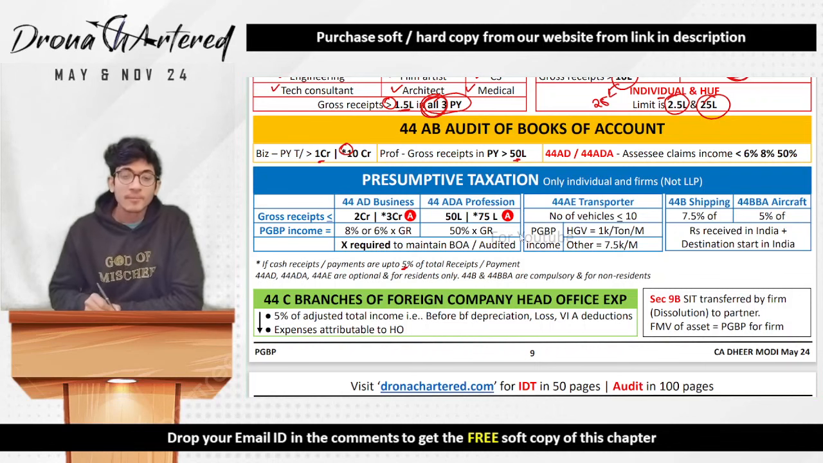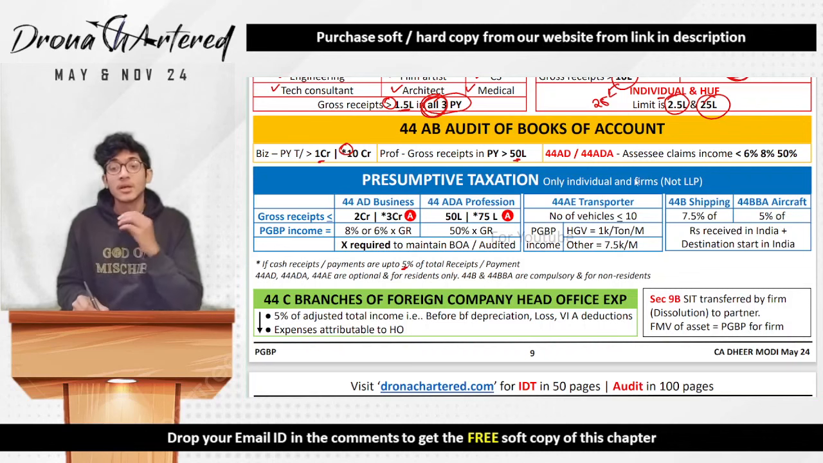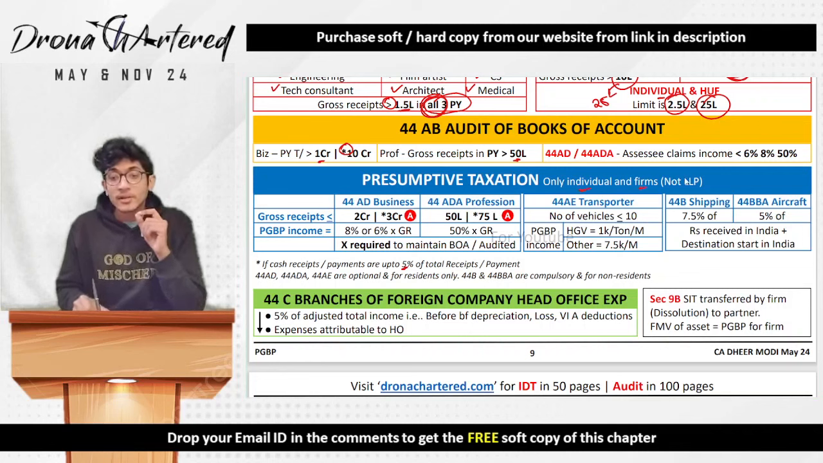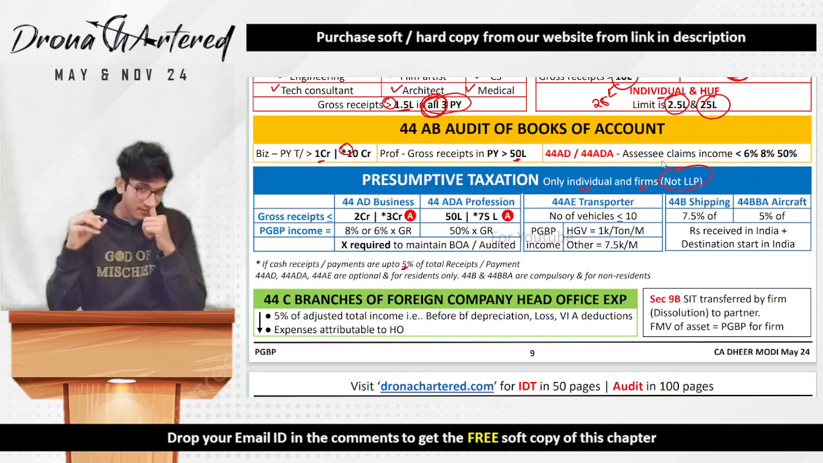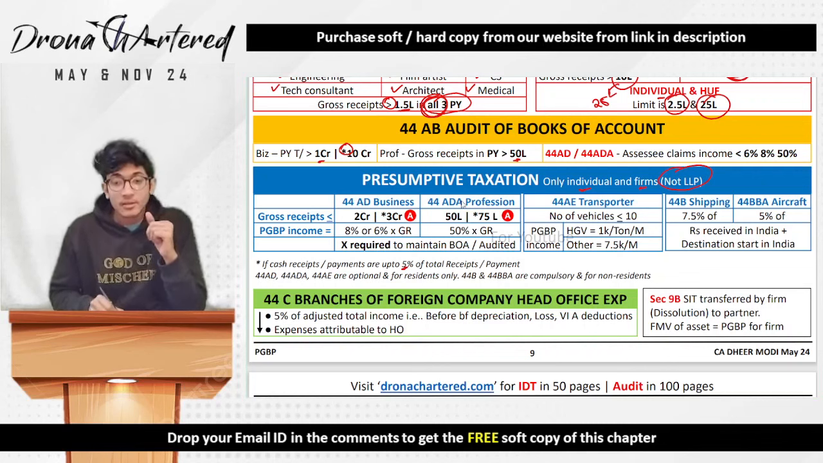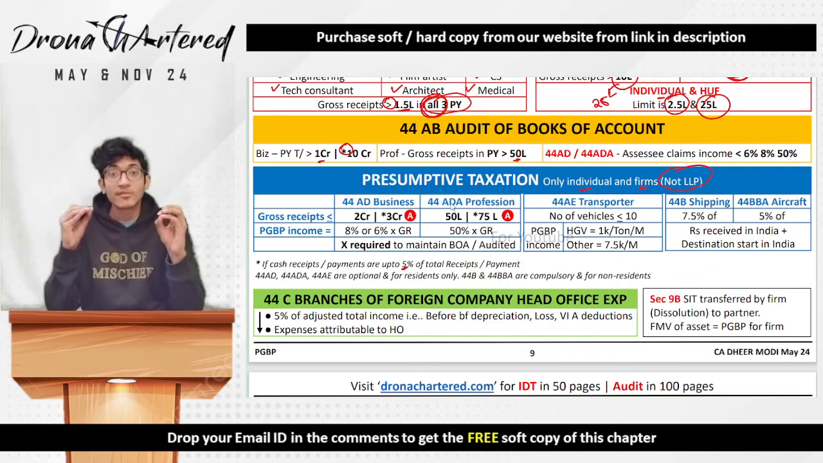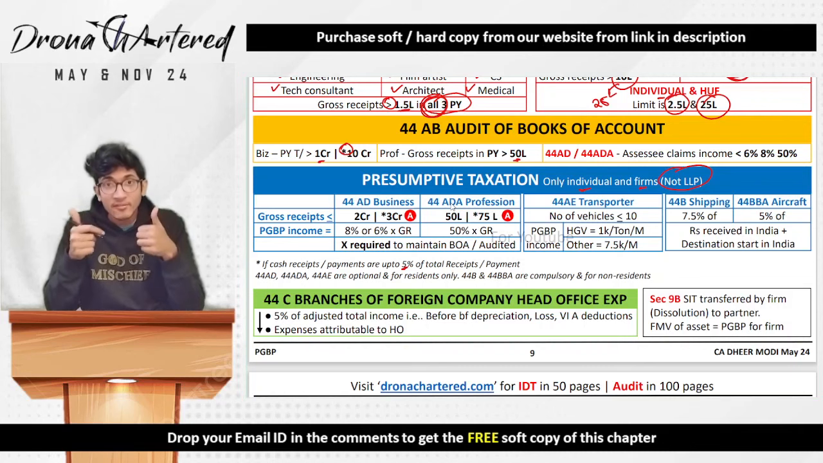Next is the presumptive taxation. Now you have to remember that this presumptive taxation is only for individuals and firms, and LLPs are not included, only individuals and firms. So there are some presumptive taxation provisions, basically 44 AD and 44 ADA are very important.